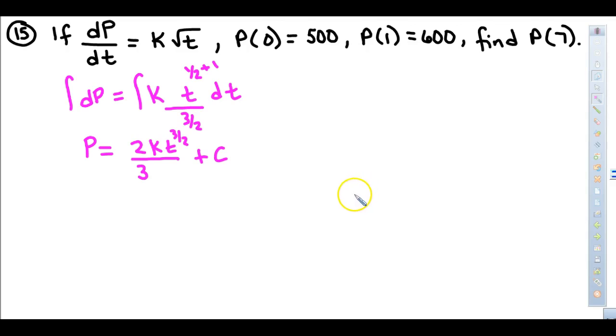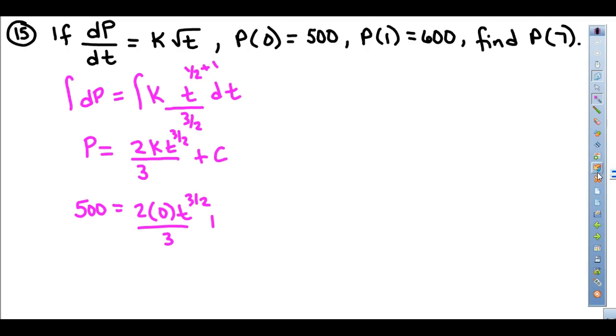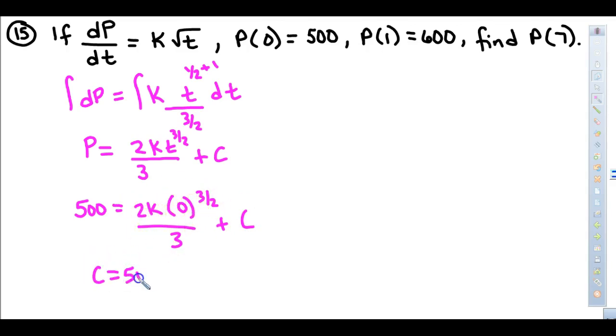Now I've got to figure out what c is. Alright, so I'm just going to use my first ordered pair that they give me, 0, 500. And in the place of t, I'm going to put 0. In the place of the p, I'm going to put 500. I don't even have to know what t is here. I'm sorry. Yes, I do. It's t. t is 0. k is some number. I'm sorry. It's t that is 0. Well, if you multiply all that out, that's going to become 0, and c is just 500, right?